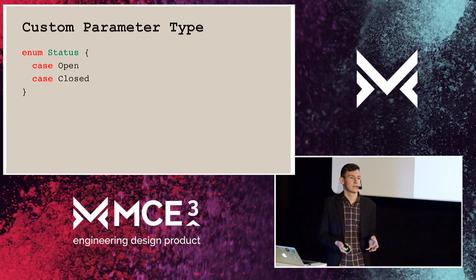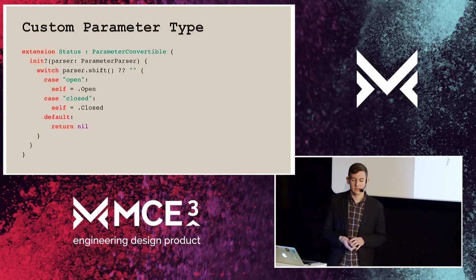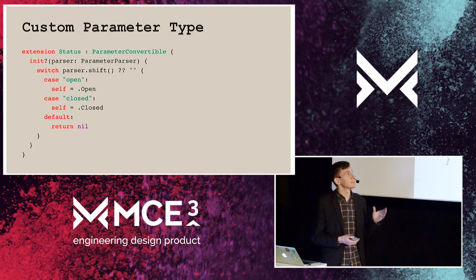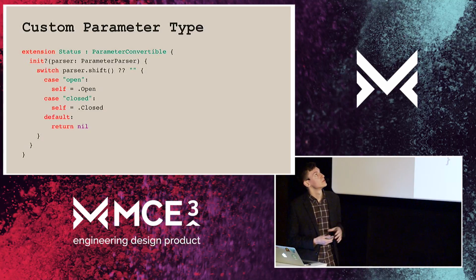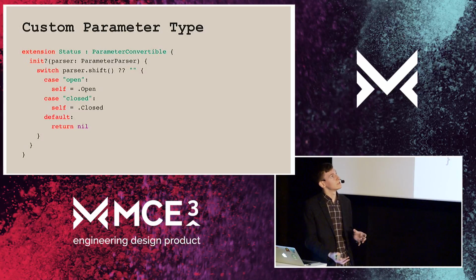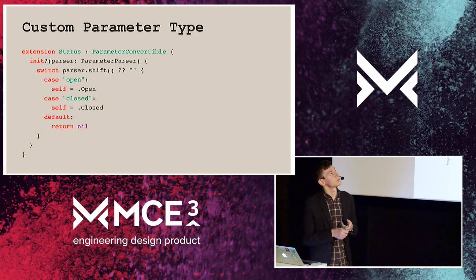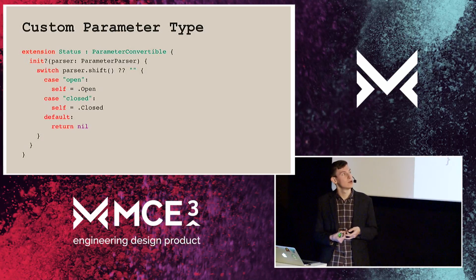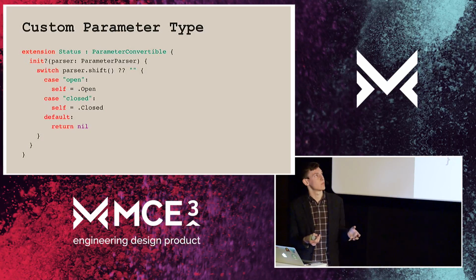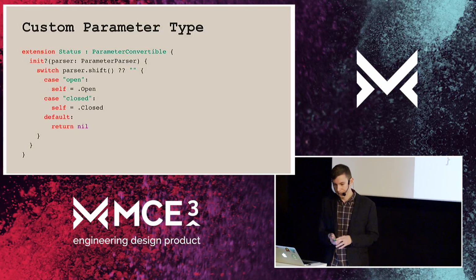How would we go about mapping the path to that? So let's take a look. We can make our enum convert to parameter convertible, and we just need to add an init method, which is an optional, and it takes a parameter parser. So what you can do is you can pop or shift parameters from the parser. So for example, we're going to shift the first one, and we're going to say, is it open or is it closed? Return the correct enum value, or return nil, saying this doesn't match our parameter, so it should get a 404 eventually, or another route should handle it.